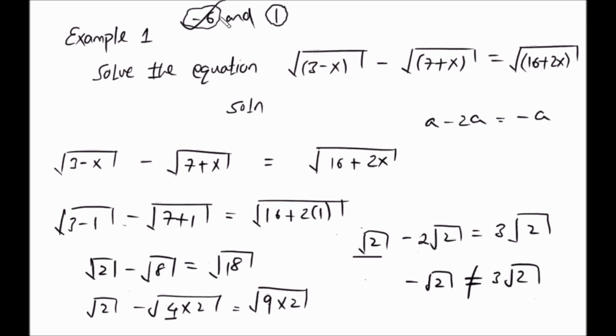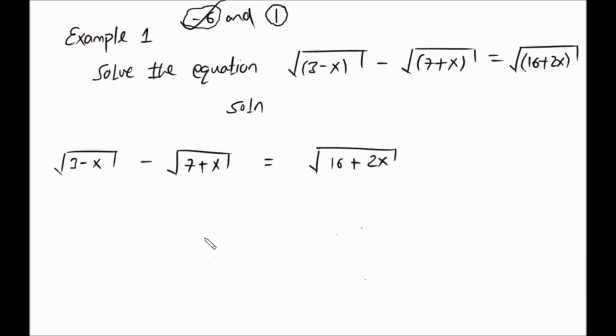Negative 6 satisfies swali, lakini 1 does not satisfy nini? Swali. Kwa hiyo kumbe jibu ni moja tu hapa. Jibu ni nani? The answer is, we have only one answer here. X is equal to negative 6. Hii hapa 1 is not the answer.